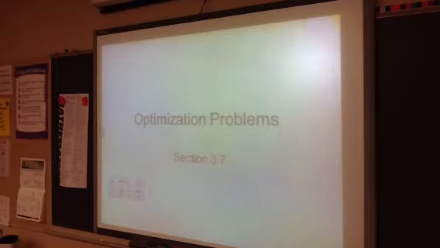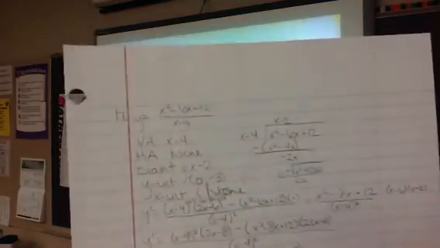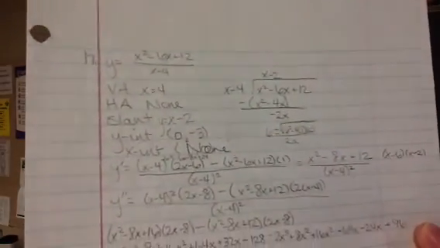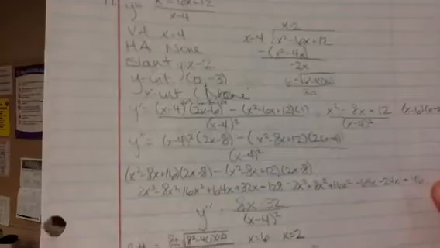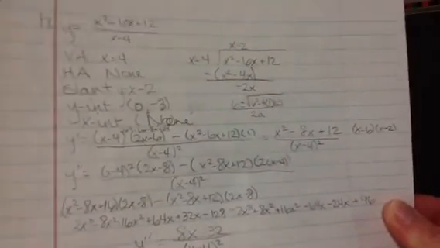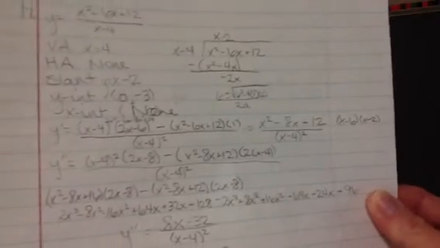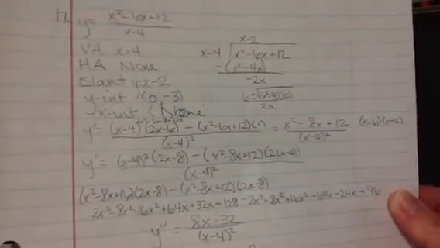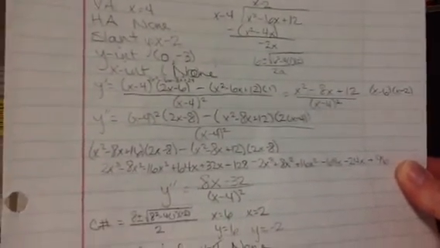Alright, 17, we have a vertical asymptote at x equals 4. We don't have a horizontal. Your slant is at y equals x minus 2. We have a y-intercept of (0, negative 3), no x-intercept. Your first derivative is (x squared minus 8x plus 12) over (x minus 4) squared. Your second derivative is (8x minus 32) over (x minus 4) squared.